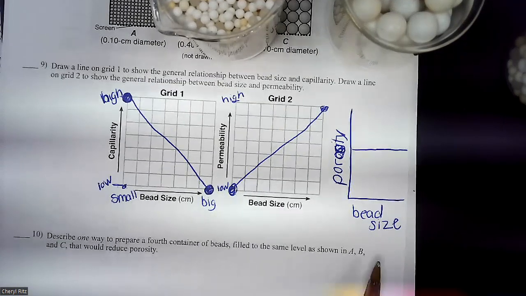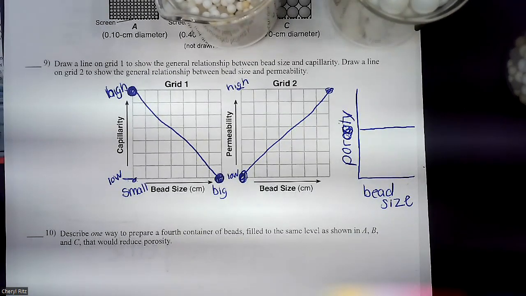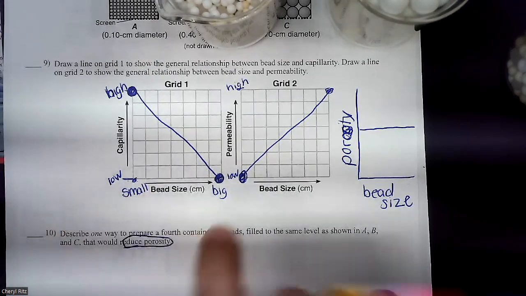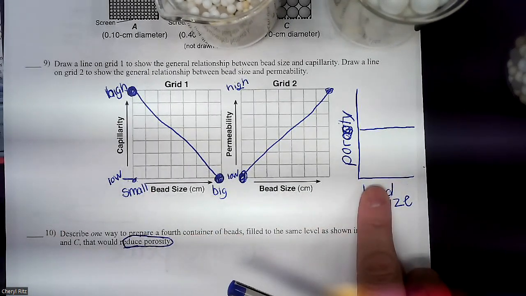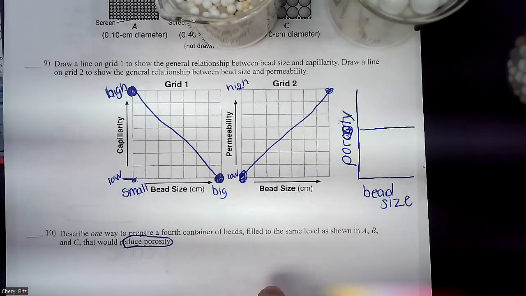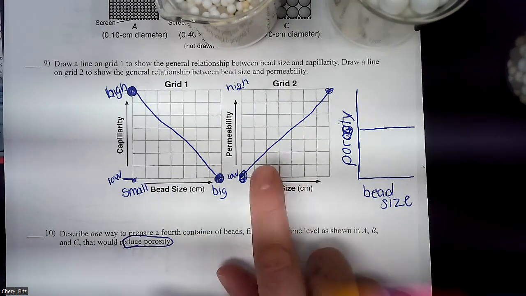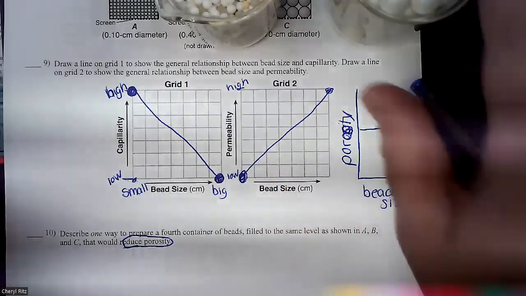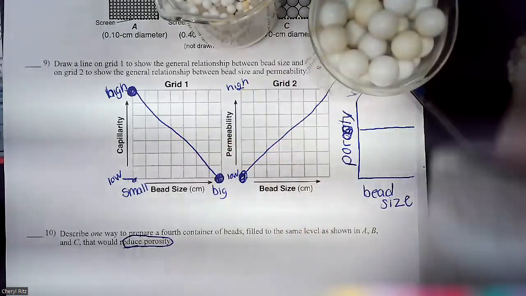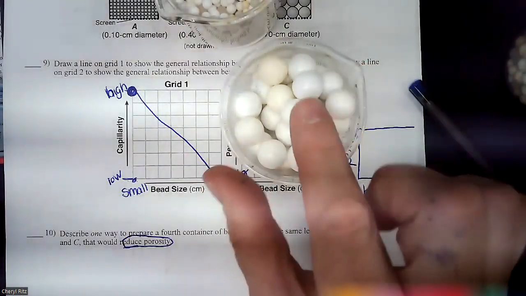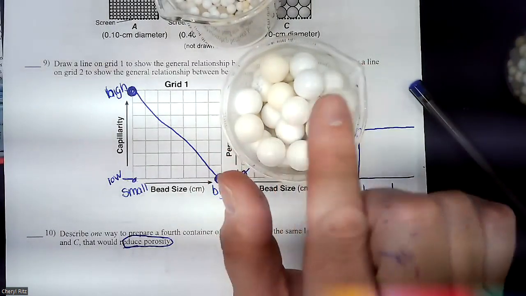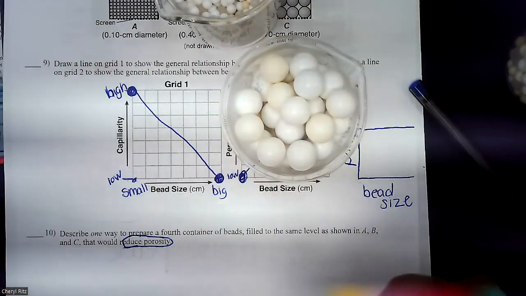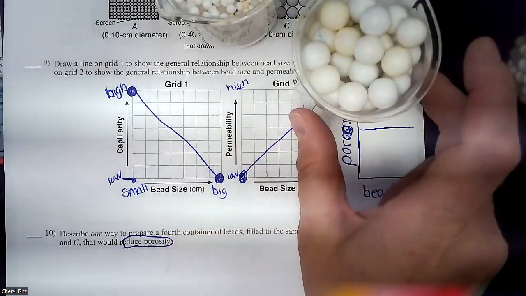Speaking of that, it kind of goes with the last question. Describe one way to prepare a fourth container of beads filled to the same level as shown in A, B, and C that would reduce porosity. So we just said on this graph with porosity, size doesn't matter. So it's not make the bead smaller or make the bead bigger. That would change the permeability. One could be if the beads, instead of being round, were square. Because if they were square, they'd fit together better. So there'd be less holes. That's one answer. Or mix them.